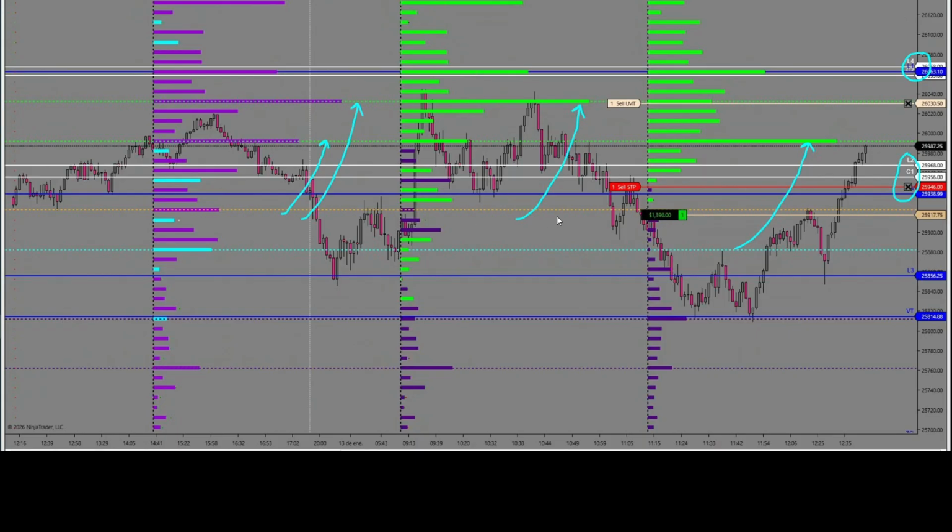Here another example for GEXBot or NinjaTrader, all in context.